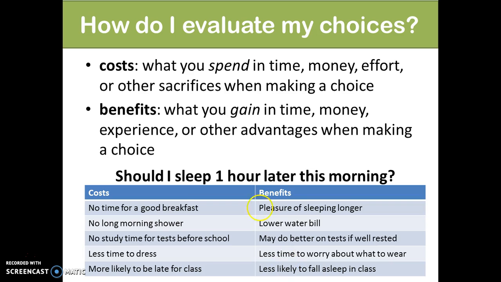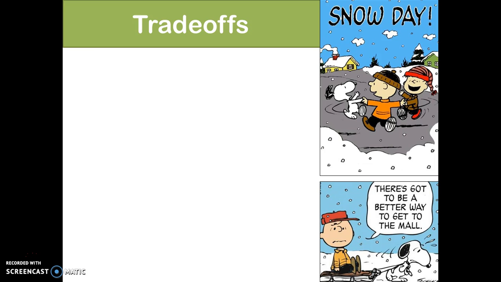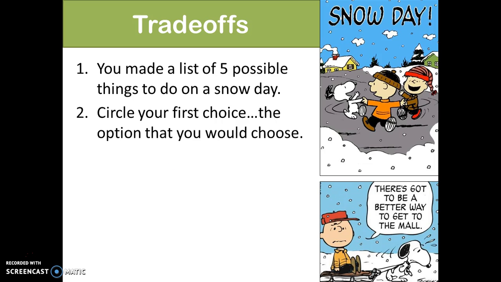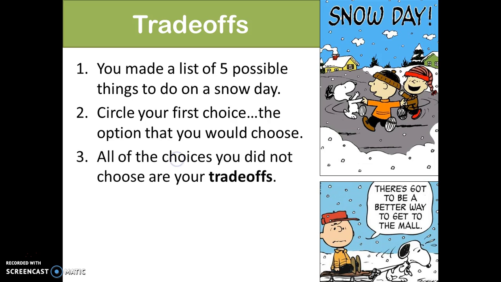So every decision involves costs and benefits. And humans make rational decisions, and so we make choices in which the perceived benefits outweigh the costs. And that brings us to our snow day. Given the variety of different things that we could do, you made a list of five things you could do on a snow day. The first choice that you would do, that's what you do. Right, so maybe you chose to work and make some extra money. Everything else are your trade-offs, things that you chose not to do.